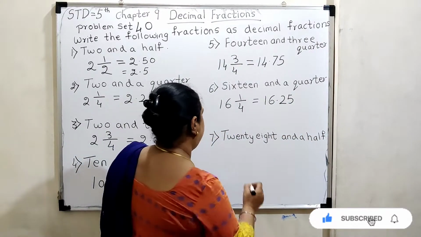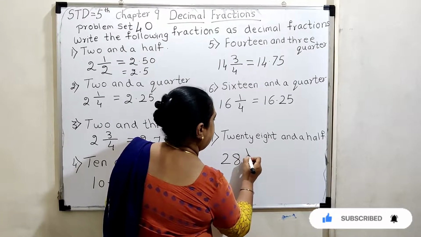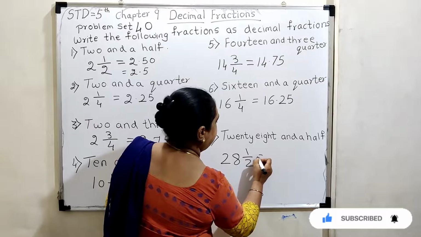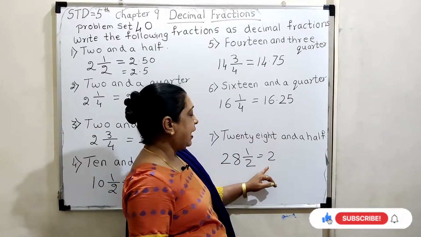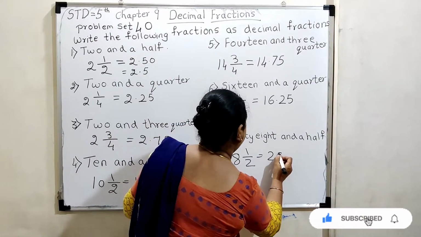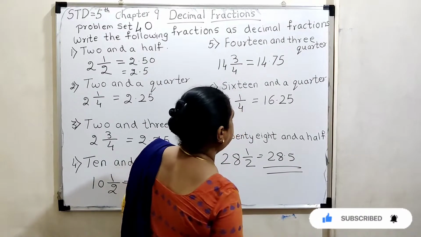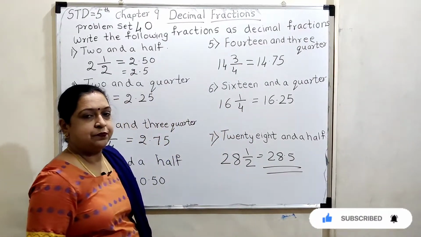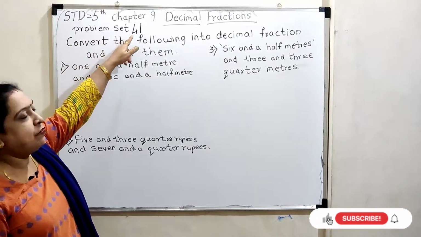28 and a half. So you will write, understood this much? You will write 28.5. Easy? So now we'll solve problem set 41.